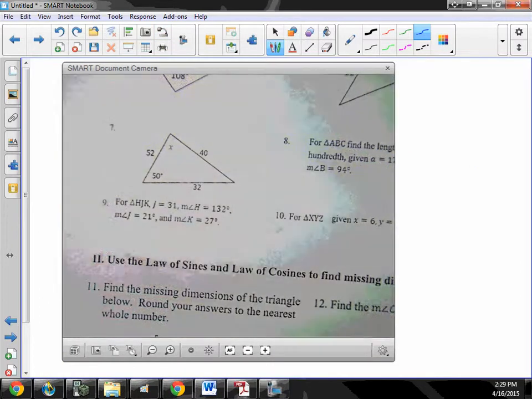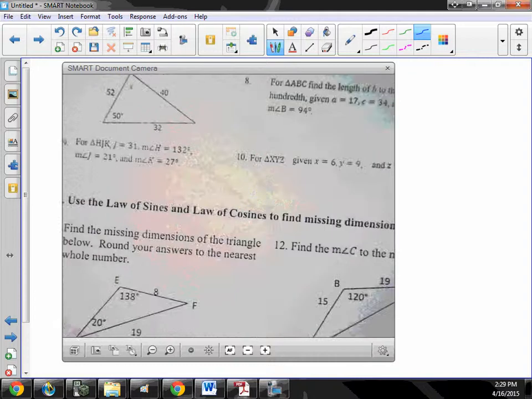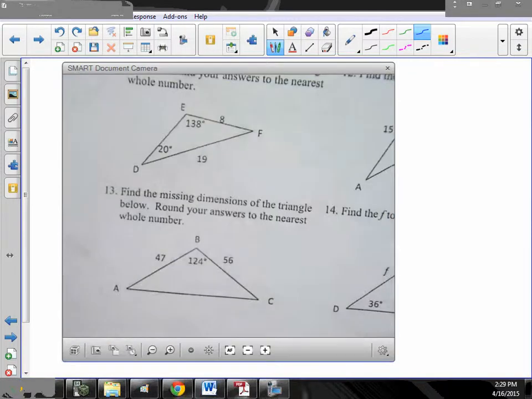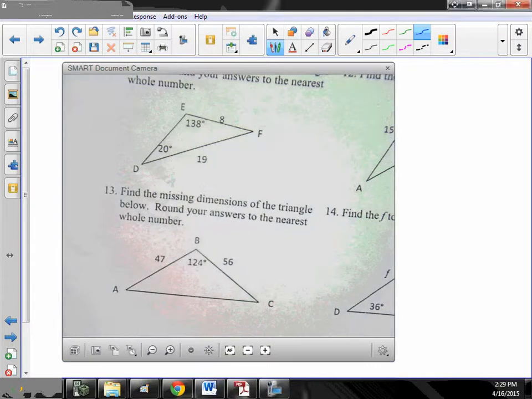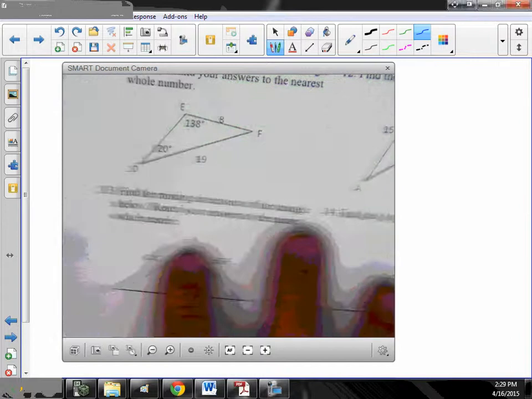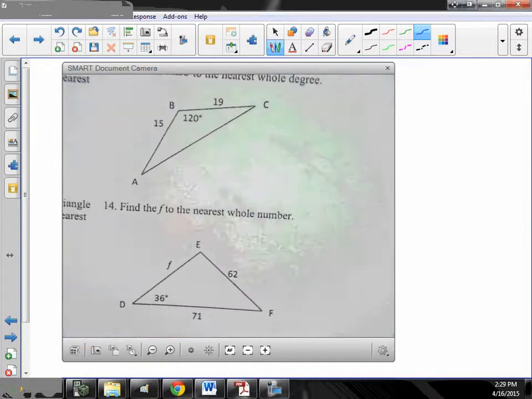So the next set, number 11. Here we have angle, angle, side, side. So what are we going to use? Sines, because we have our choice. 12 is a little bit tricky.